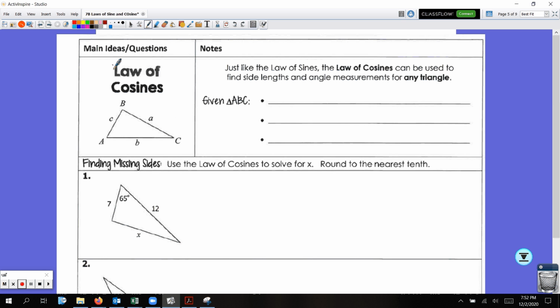Given this triangle here, just like the laws of sine, the laws of cosine can be used to find side lengths and angle measurements for any triangle, not just right triangles.